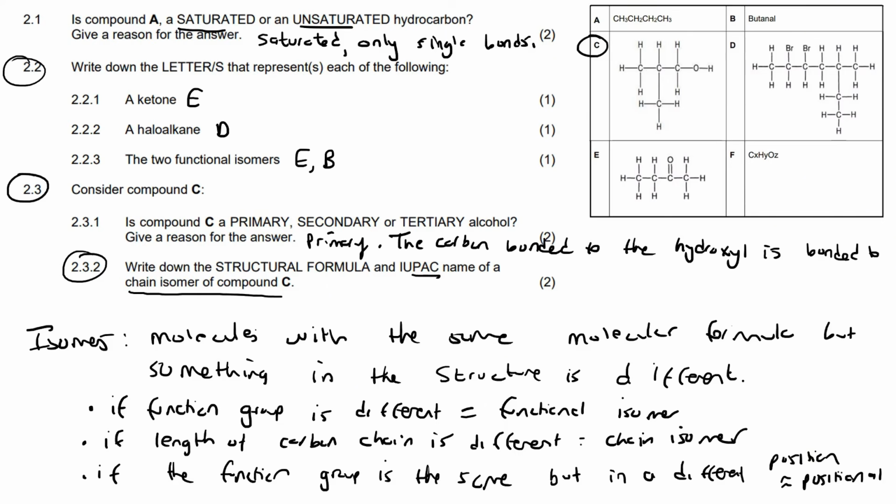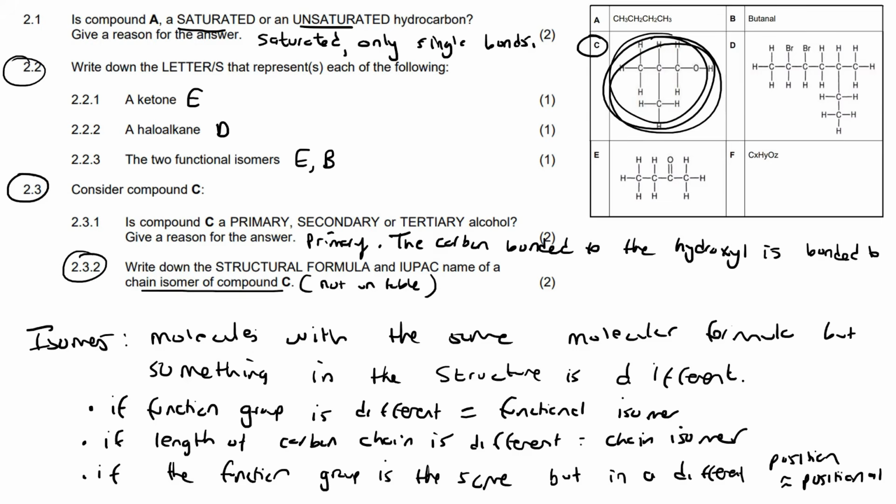Okay, so the question says, write down the structural formula and the IUPAC name of a chain isomer of compound C. So they should have said here, not on table, or not necessarily from the table. So here we have an alcohol, and we can see that it's got 3 carbons in the main chain. So all we'll do is, instead of letting this one be a branch, we'll just let it be a part of the main chain.